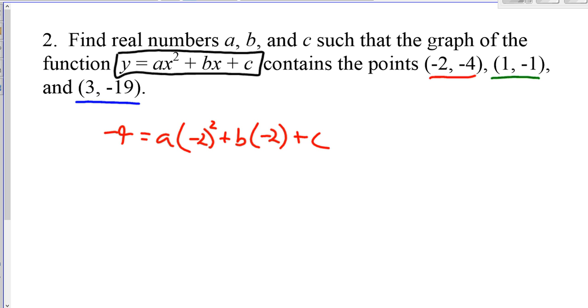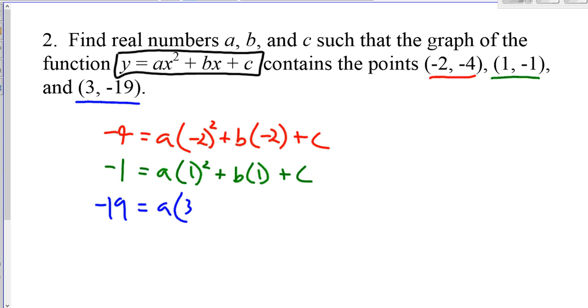Second point, I can do the same thing. My y is -1, which is equal to a times 1 squared plus b times 1 plus c. And for my third point, my y is -19. That's going to be equal to a times 3 squared plus b times 3 plus c.